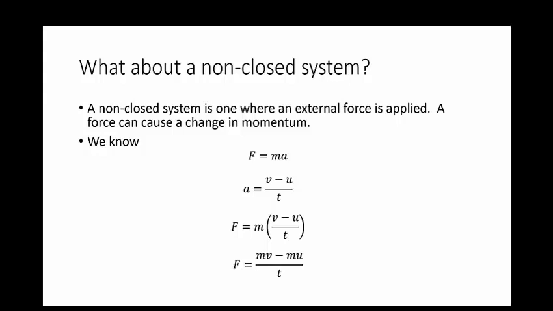Now, we already know that F equals ma, force is mass times acceleration, and we know that acceleration can be calculated as the change in velocity, v minus u, divided by t. So if we put those two equations together, we get F equals m(v minus u) over t, or F equals mv minus mu, divided by t. Now, mv and mu represent the start and the end momentums. So force is equal to the change in momentum divided by the time taken for that change in momentum.